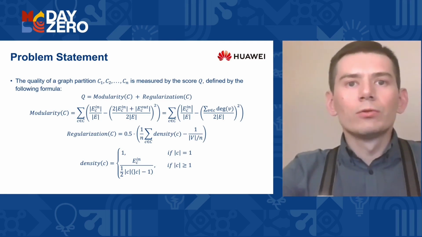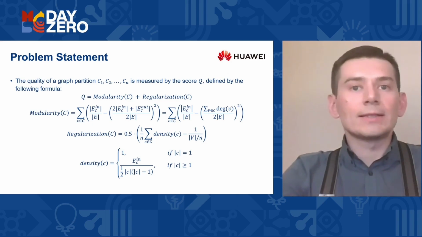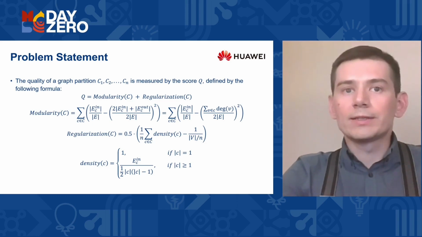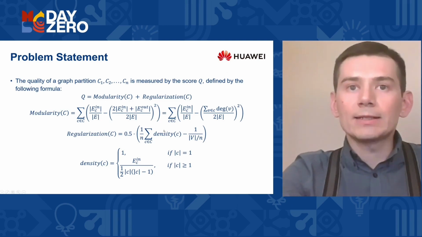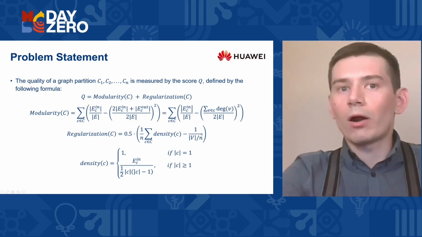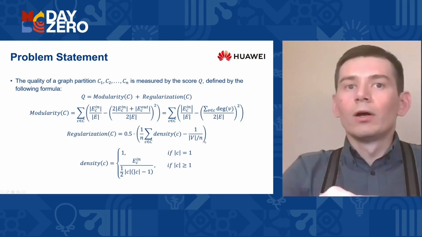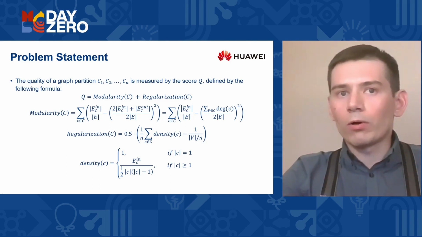And we also introduced a regularization part, which will affect mostly the size of the community. So it has a positive part, which is an average density of a community, and it has a negative part, which will block contestants from making very, very small communities.